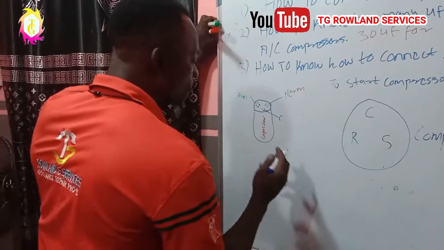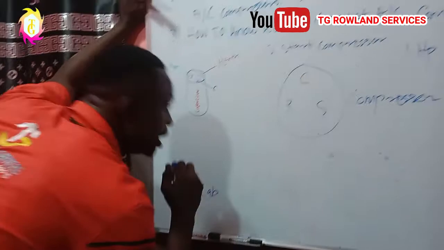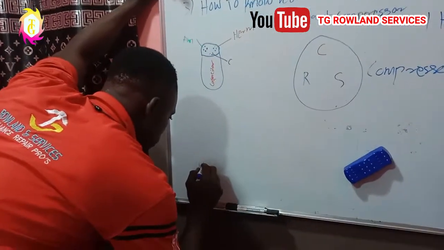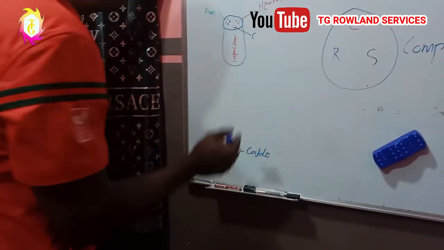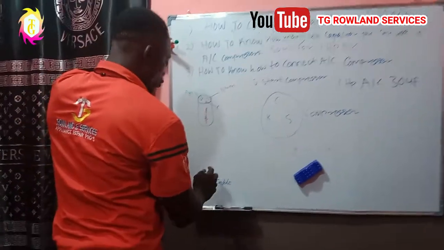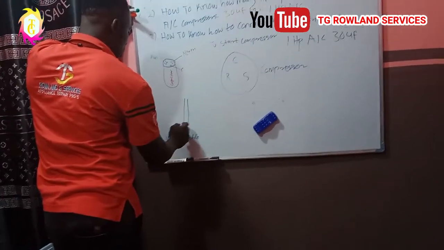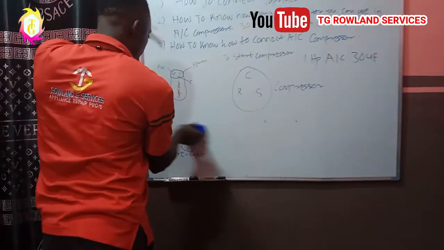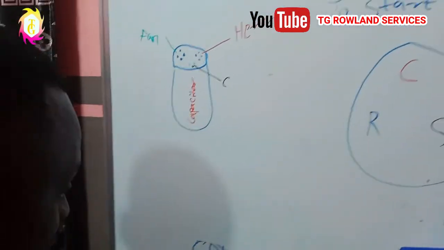Before connecting this man to this man, there must be a cable. Let's say that I have a cable here. Let me use the language you will understand very well. Let's call it wire cable. We need to have a wire that will help us to connect this man to this man. Let's say we have a cable like this, and inside this cable there will be different wires.